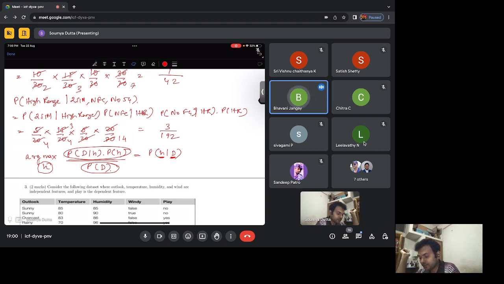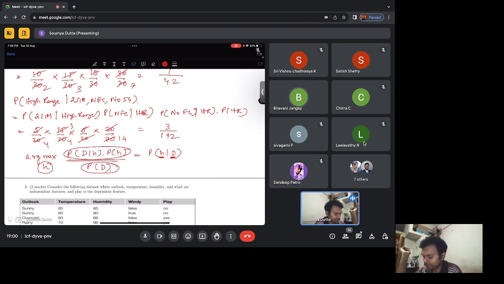Because sometimes we have questions like what is the probability? Then you will have to divide by PD. This is not the probability, because all of them are divided by PD. While comparing, it is fine.